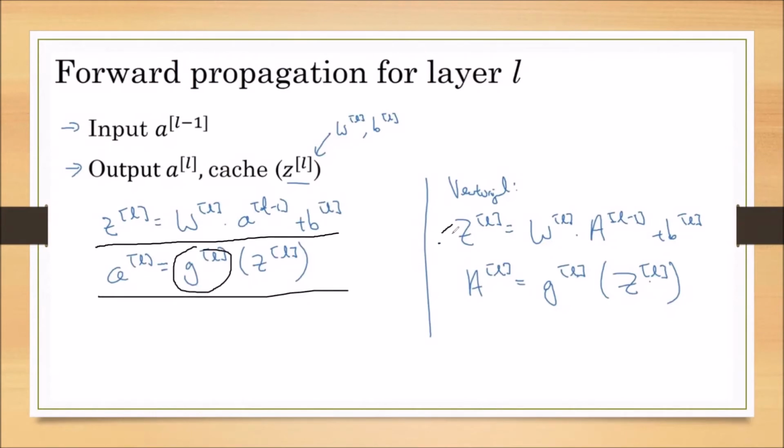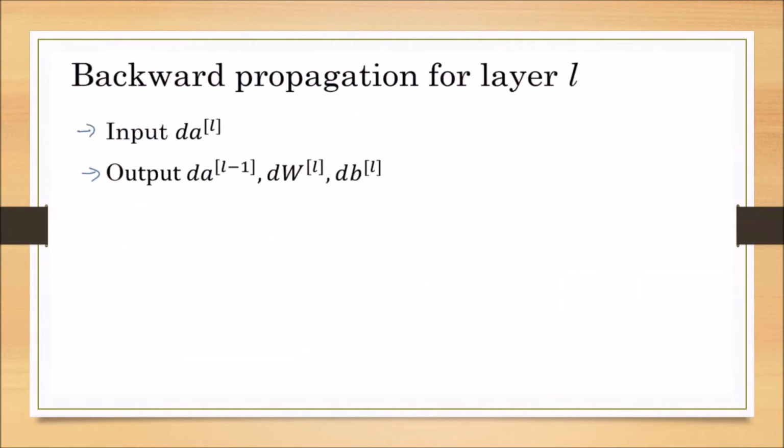When we vectorize this, the W will not change and B will not change. The only thing that is changing is A, small a to capital A. In this capital A, we have the activation units of that particular layer for all training samples. This small A L minus 1 is a single column matrix, whereas this capital A L minus 1 is a matrix consisting of m columns. Now we are discussing the backward propagation for layer L.